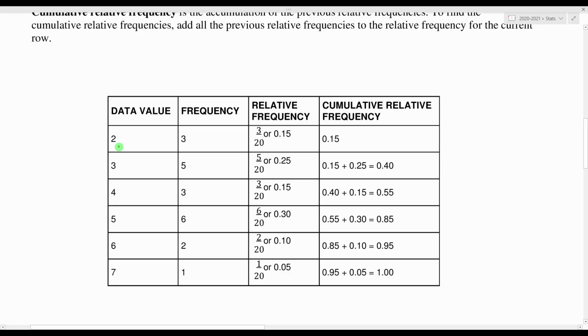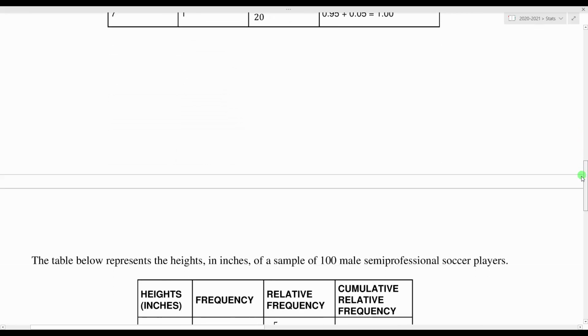All right. So that is the difference between frequency, relative frequency, and cumulative relative frequency. And you see the nice organizational structure of our data. So it allows us to see our data in a different way here. Okay. So let's dive a little bit deeper into it.